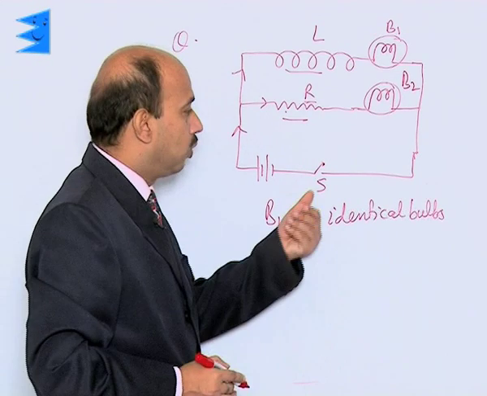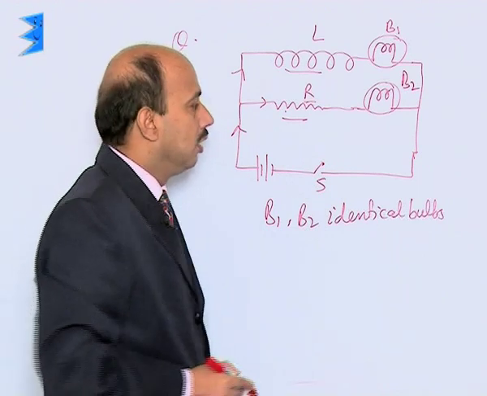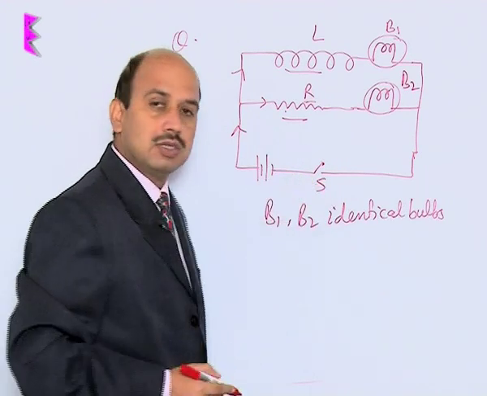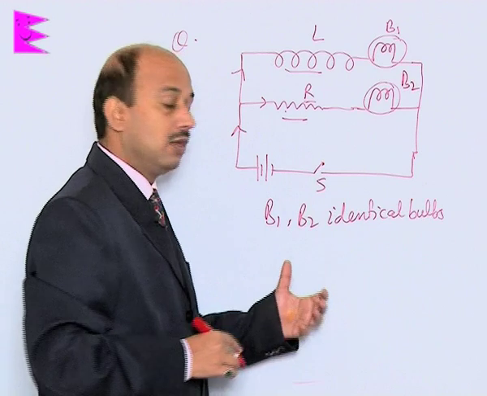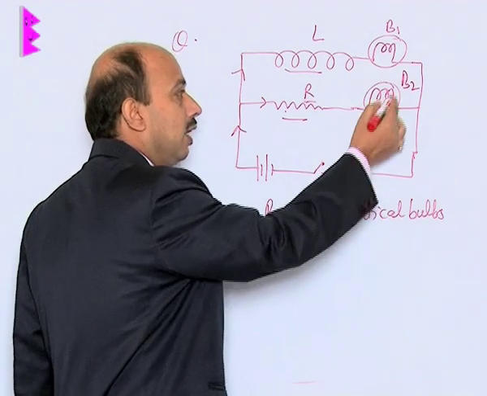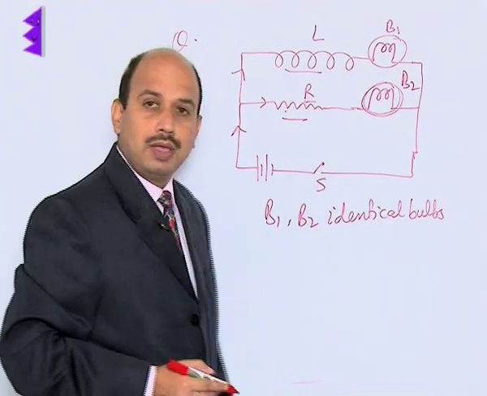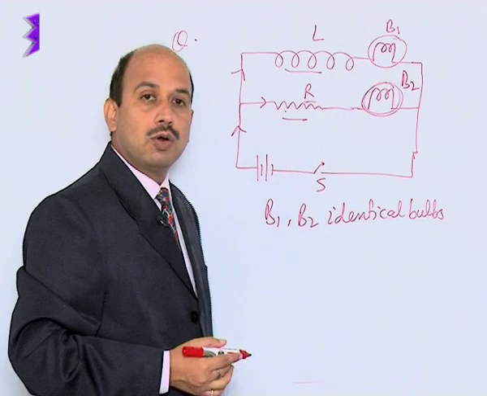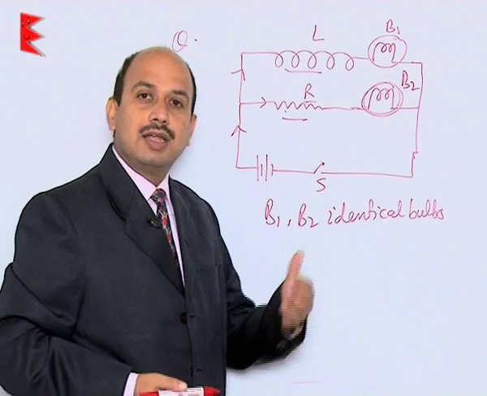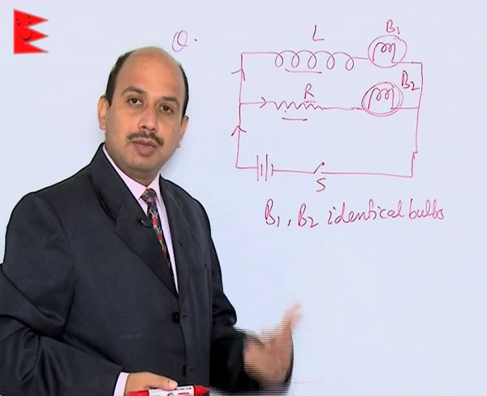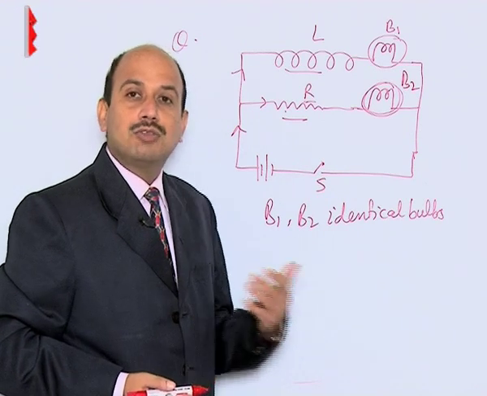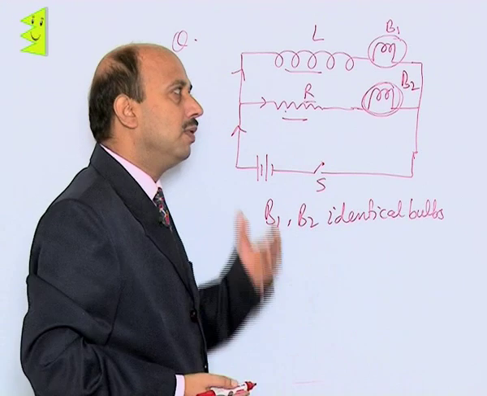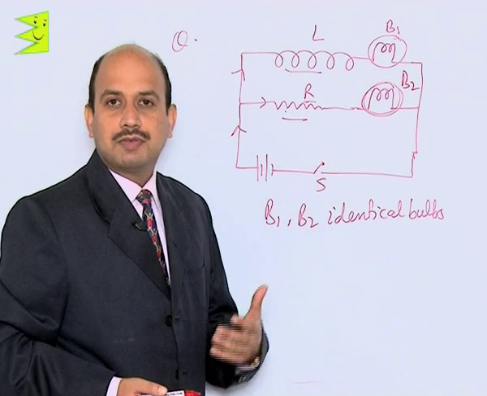Similarly, when you open this switch, current is switched off. So this bulb suddenly stops glowing and its brightness reduces to 0, but here it will take time, because there is an inductive reactance. As the current decreases in the circuit, EMF is induced, which opposes the decrease of the current. Because of that, its brightness will reach 0, but after some time.